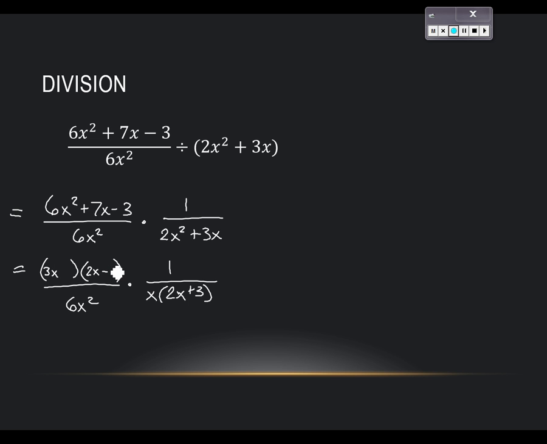Minus 3 and plus 1, maybe? I don't know. Try that for me. That's 6x squared. I like that. Negative 9x and positive 2x is negative 7x. That's wrong, but close. What should we do?